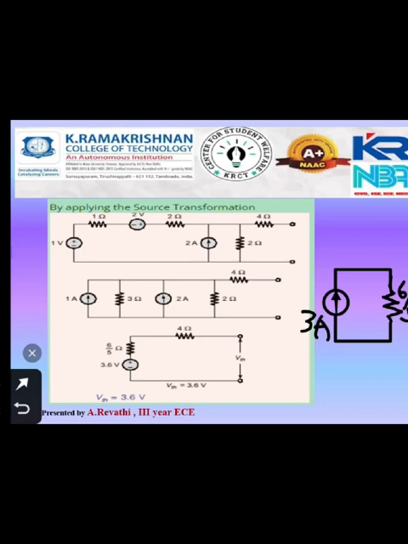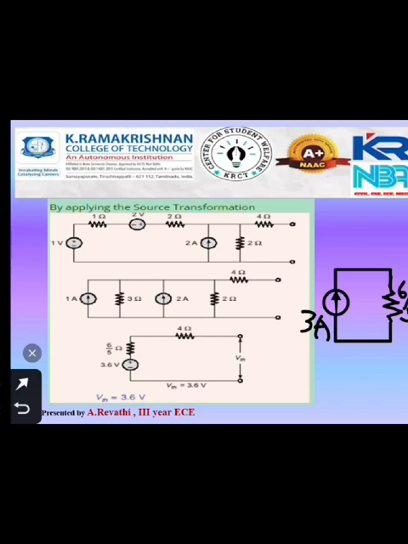Here 3 ohm resistance and 2 ohm resistance are in parallel. The parallel calculation can be performed by 3 into 2 divided by 3 plus 2. That is 3 into 2 gets 6 and 3 plus 2 gets 5. Hence the resistance value becomes 6 by 5 ohm. And now we got the circuit like this. This is in Norton circuit.